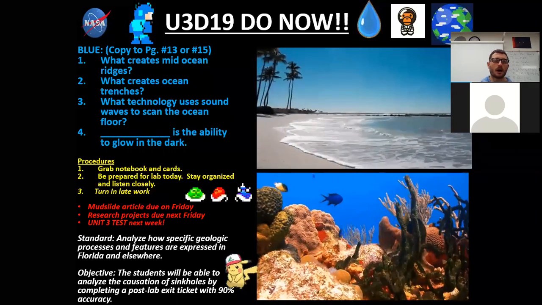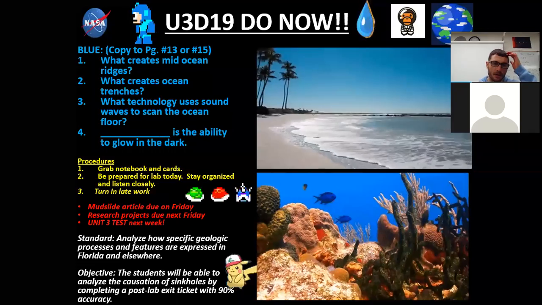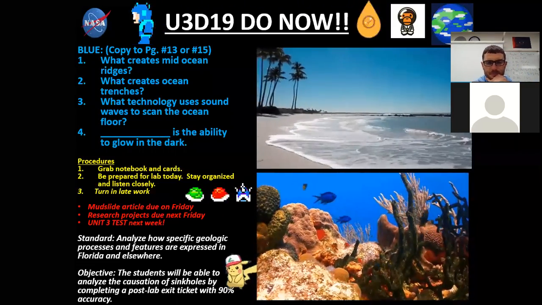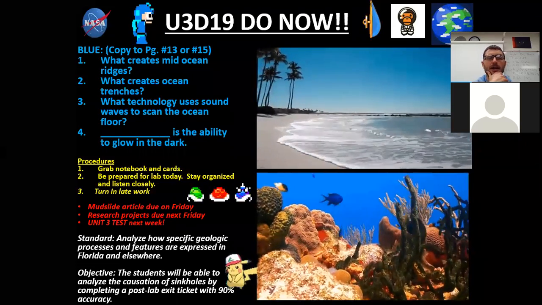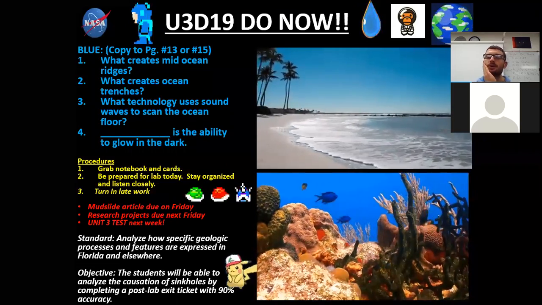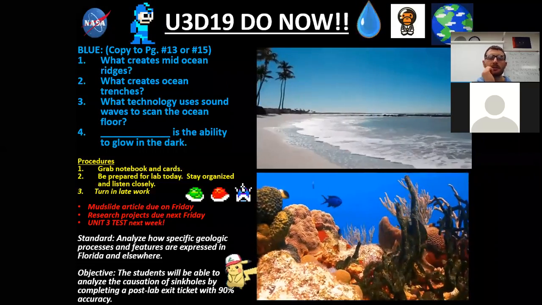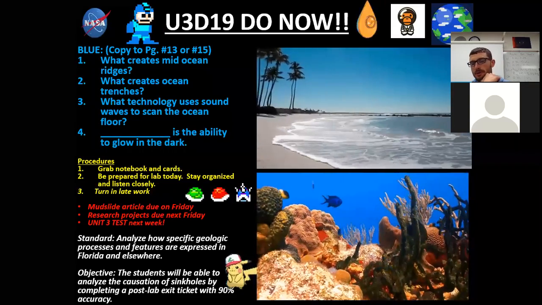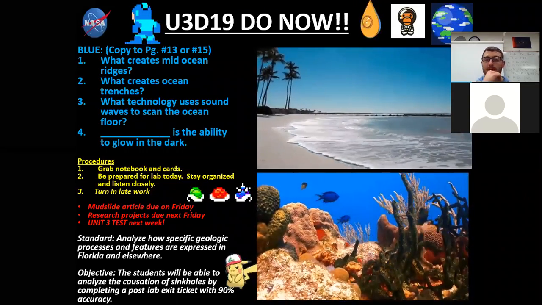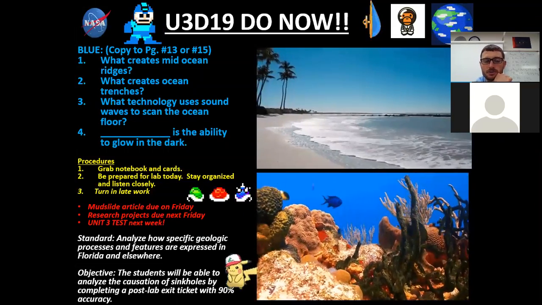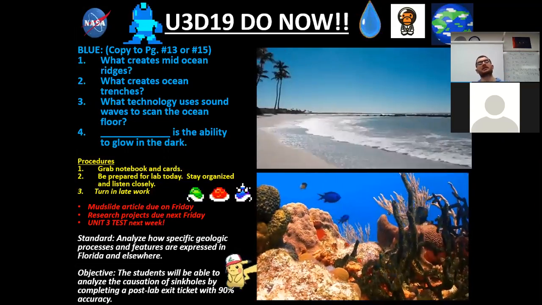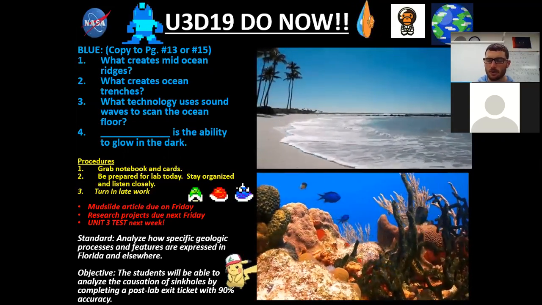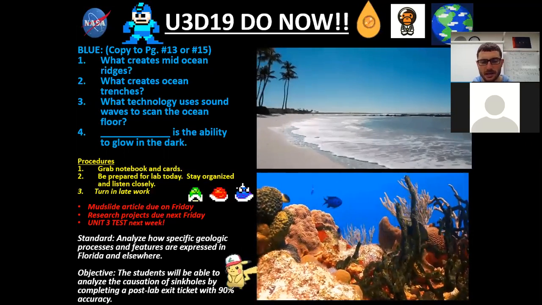So quiz tomorrow. For Go Blue on 13 or 15, number 1, what creates mid-ocean ridges? Number 2, that's going to be on page 14 for the answer: what creates ocean trenches? Number 3, what technology uses sound waves to scan the ocean floor? Hopefully you guys recognize that. I maybe didn't mention that yesterday in the video lesson for YouTube. And 4, blank is the ability to glow in the dark. That's from the mineral special properties from a while back. Let's check it out.